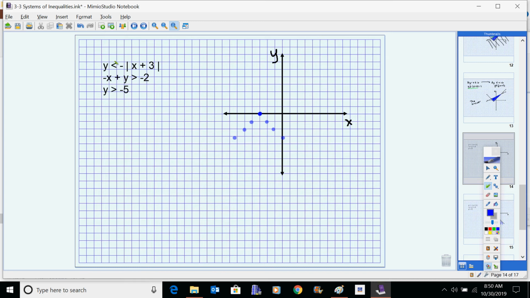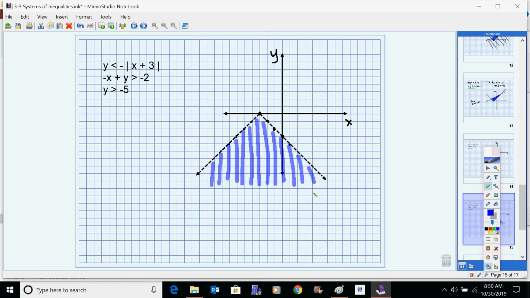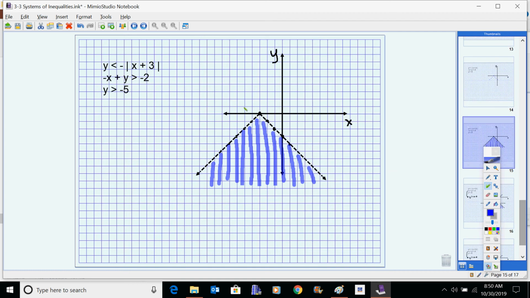we could do a test point, or you can use this idea of less. The idea of less tells you it's going to be shaded which way? Down. Okay, so below it. It's like this. Dashed lines, because it doesn't say or equal to. So we're going to do this 3 times, 3 times for this one, because we have 3 graphs. And so you'll be eliminating more and more and more things as you go, so that you're getting just the pieces that are relevant.